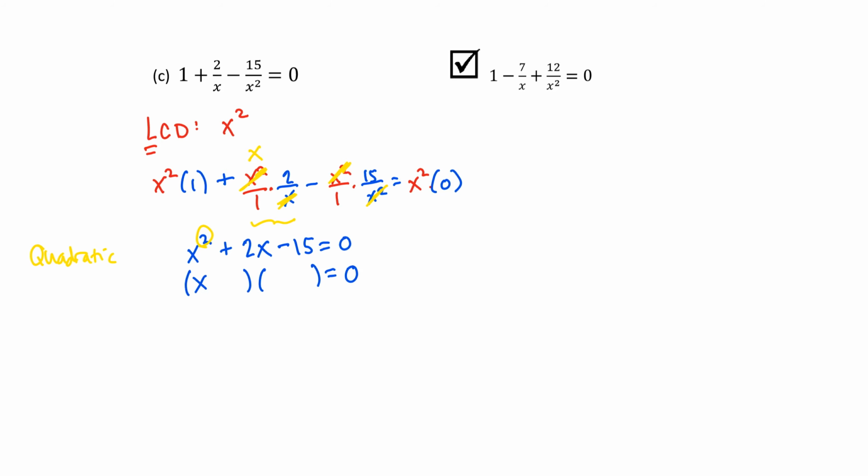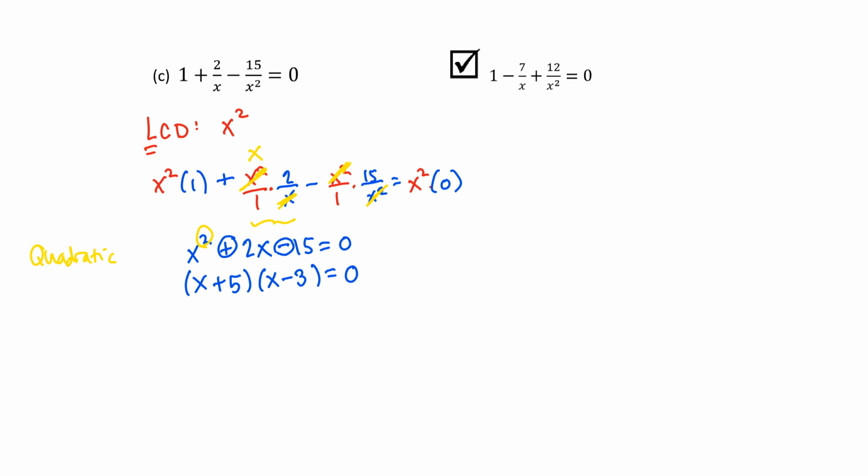This one factors quite easily because we have a leading coefficient of 1. Notice our last sign here is negative. That tells me the signs in my binomial factors are going to be different. And the biggest one is going to be positive. So we need 2 factors of 15 with a difference of 2. And 5 and 3 would be the candidates that work. The biggest one has to be positive. So the factorization is x plus 5 times x minus 3 equals 0.